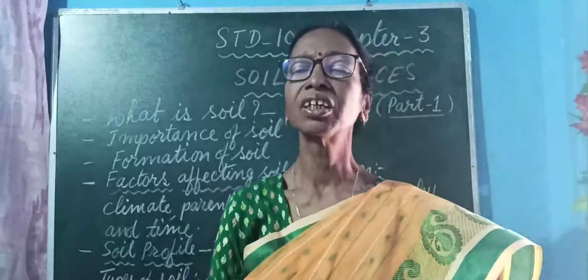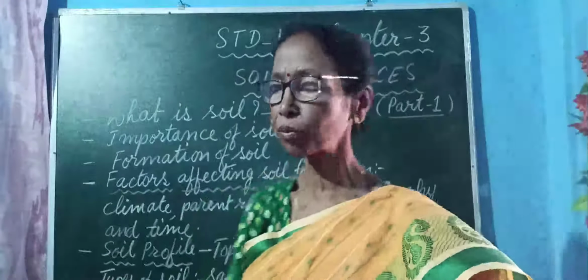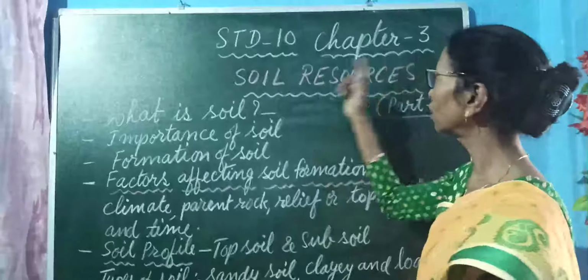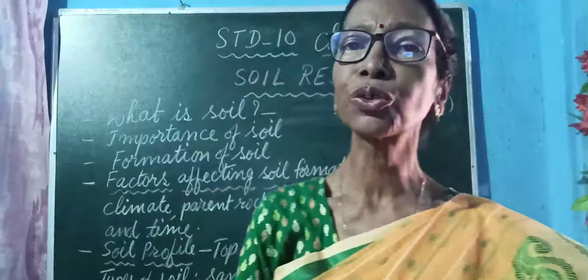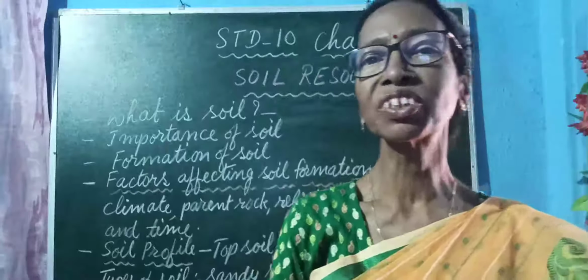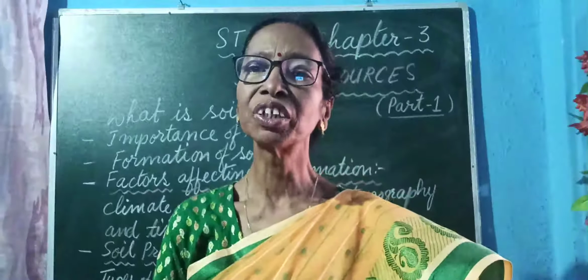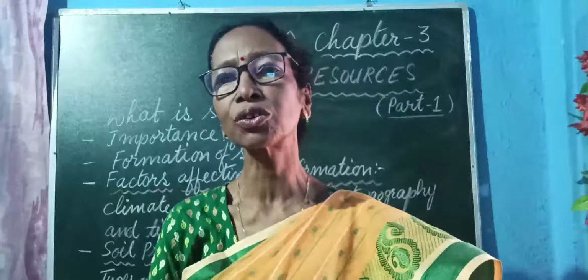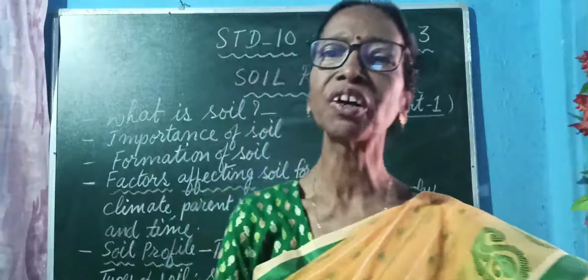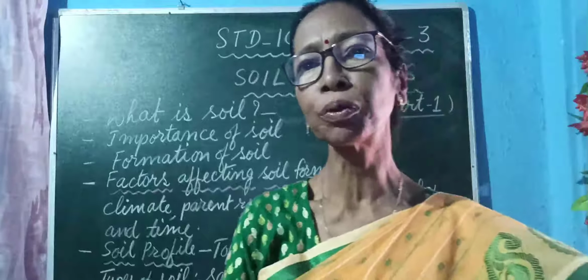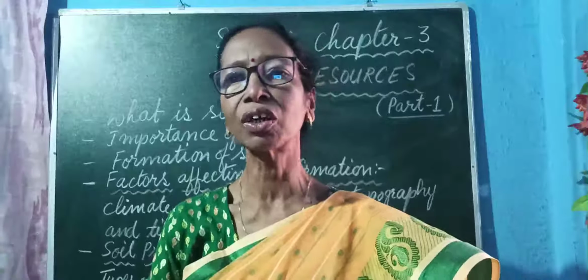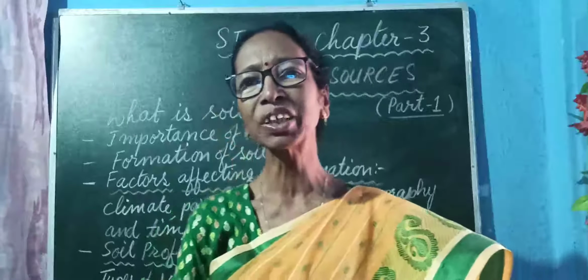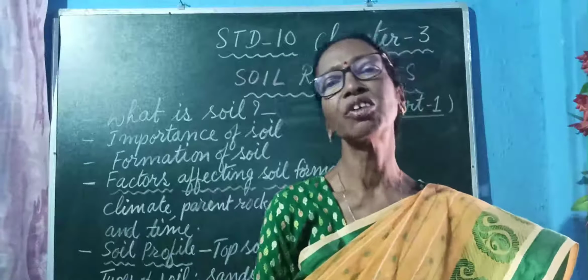In Geography, you are going to learn a new chapter, that is Chapter 3, Soil Resources Part 1. What do you mean by soil? The loose rocky material which forms the thinner layer of the earth's surface is known as soil. What is found in the soil? Soil is composed of a mixture of inorganic materials or organic materials, decayed materials, some minerals, water and air.